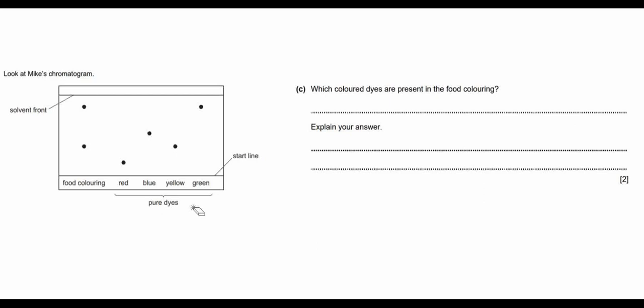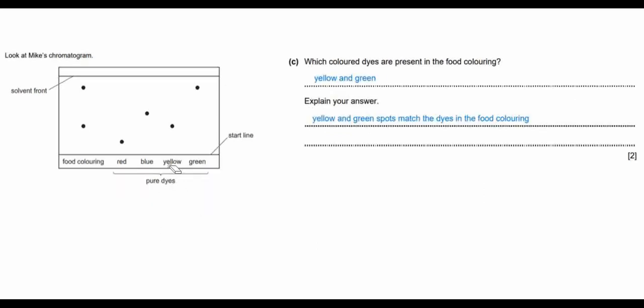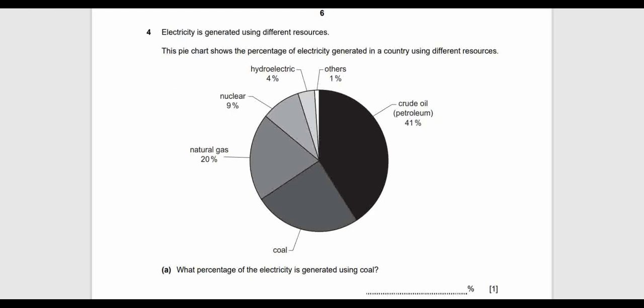Alright, let's open up the answer. It will be here matching to yellow, here matching to green, green and yellow. Explain your answer: yellow and green spots match the dyes in the food coloring. This one matching.